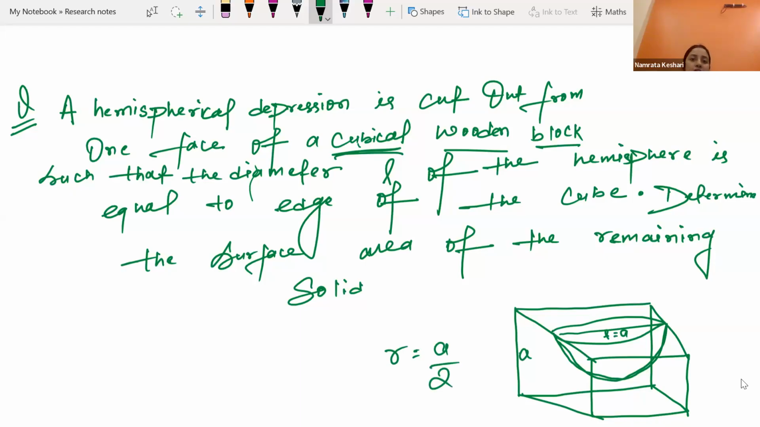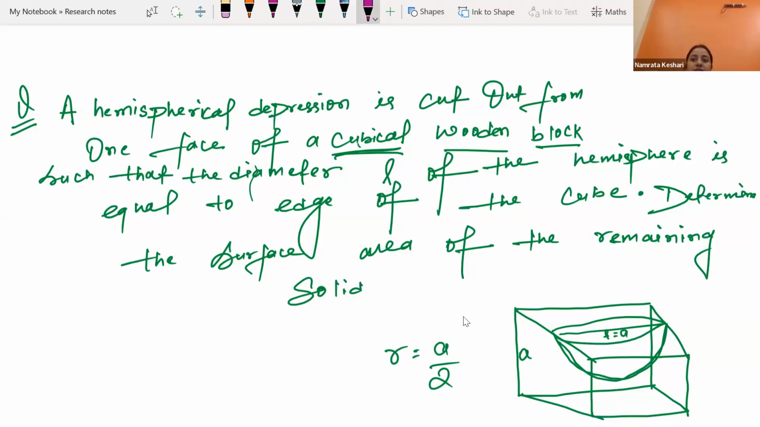You are going to tell me what will be the surface area of this remaining solid? Means once we are cutting it, then whatever solid we are having in hand, whatever way it looks like, what will be that solid's surface area? Think about it. So you will be able to surface area of cube minus surface area of hemisphere.